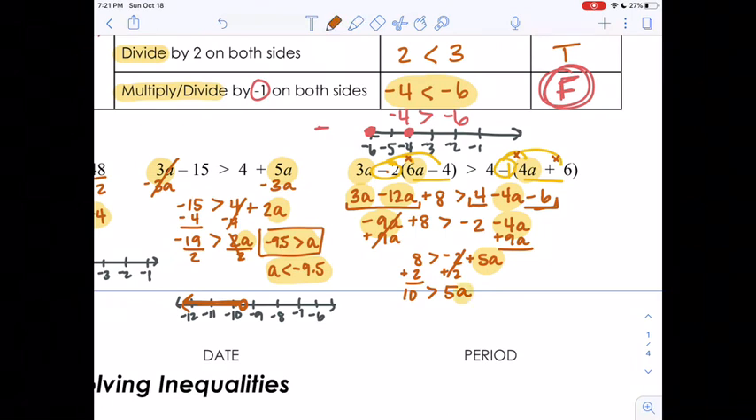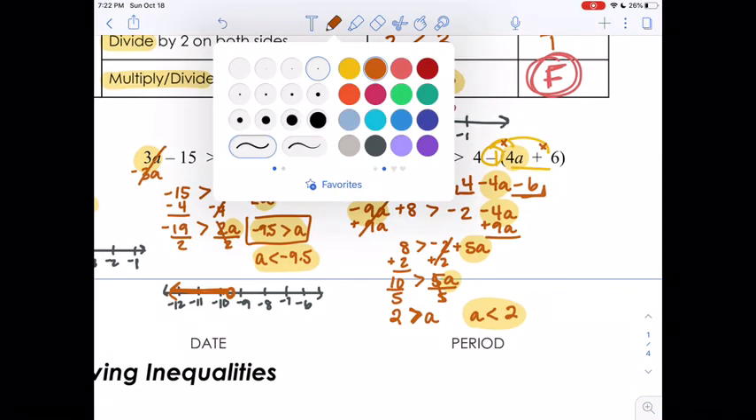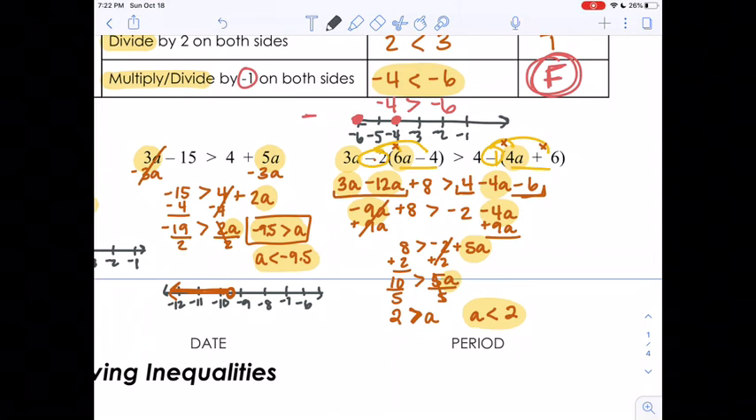And then finally, to get this a all by itself, I'm going to divide both sides by 5. So 10 divided by 5 is 2, is greater than 5 divided by 5 is 1a. But once again, we want to get our variable on the left just to make graphing and understanding this easier. So what this means, if 2 is greater than a, what that means is a is actually less than. What I do is I look at where this is pointing. A is less than 2. And so these mean the same thing, but it's easier if our variable is on the left, because then I can just see my arrow is going to point to the left when I graph it.